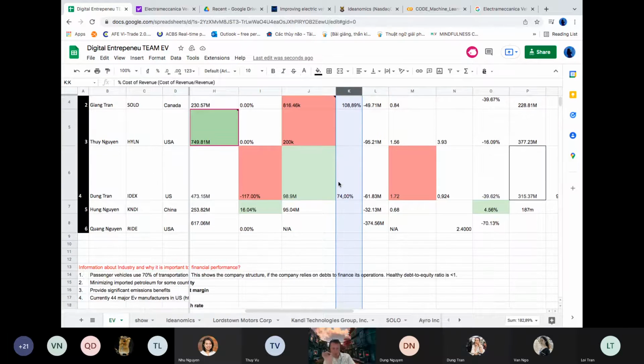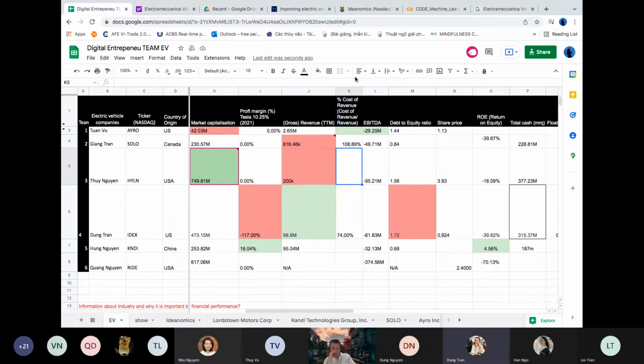Why have you decided to put in cost of revenue? Because from our observations, we can see that these EV companies all have really low profit margins. So we want to find the sources, and one of the sources is the cost of revenue. This is quite a new industry, and the R&D is taking up a lot of expenses. That's very good. That's exactly what I want to hear. Very good. Okay. Tell me about column M, debt to equity.